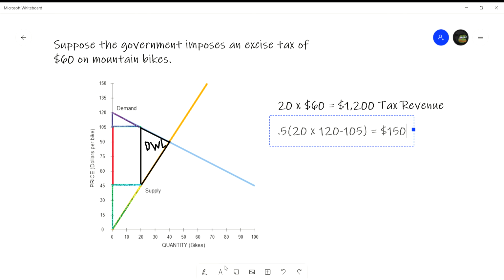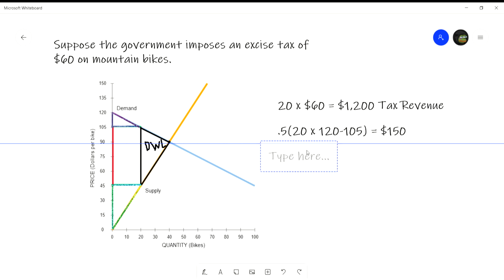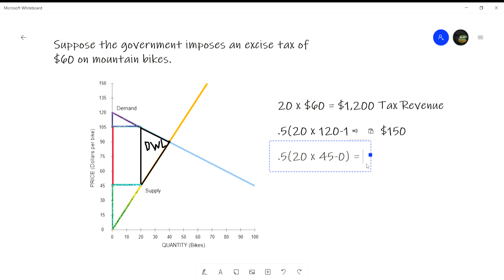And we're going to do basically the identical thing on the bottom for producer surplus. We're going to work up that supply curve and along the price. But again, we're going to multiply that by 0.5 because we're finding the area of this triangle. So we have 20 again for the quantity produced. And we want that difference in price. So we want 45 minus 0. And that will give us a total producer surplus of 450.